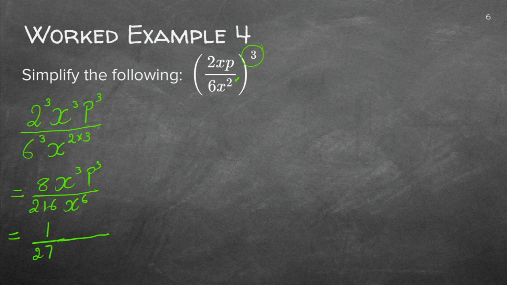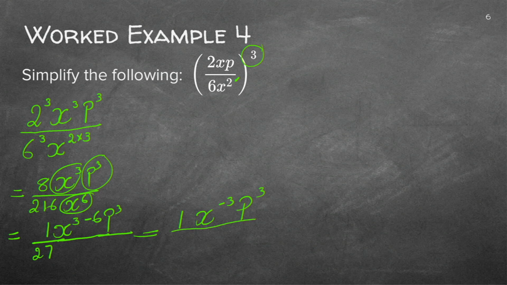And now we are left with x to the power of 3 minus x to the power of 6. So it's going to be x to the power of 3 minus 6. And you're left with p only because you don't have any other value. So you bring back p to the power of 3. So your answer here becomes 1 x to the power of negative 3, because 3 minus 6 is negative 3. And then you have p to the power of 3, divide this by 27.